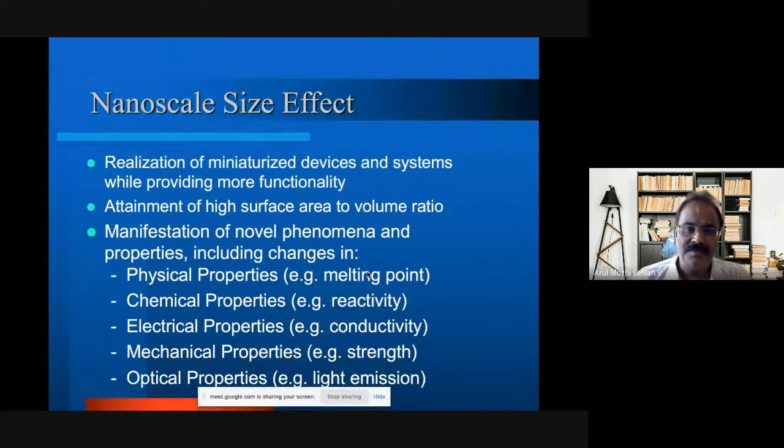So you have so many benefits, and manifestation of novel phenomena and properties, including changes in physical properties, chemical properties, electrical property, mechanical property, optical property. So many properties are associated with these nanomaterials. But we have to choose the right nanomaterial for a particular kind of activity. For example, if you are working on electrical properties, then you have to look into the material which supports conductivity. If you are looking at mechanical properties, say we want to improve the strength, what kind of material? So the material property needs to be studied first, and we have to do characterization, blend it with the regular material, and reinforce and improve the property. So any property can be modified with the help of this nanoscale effect.